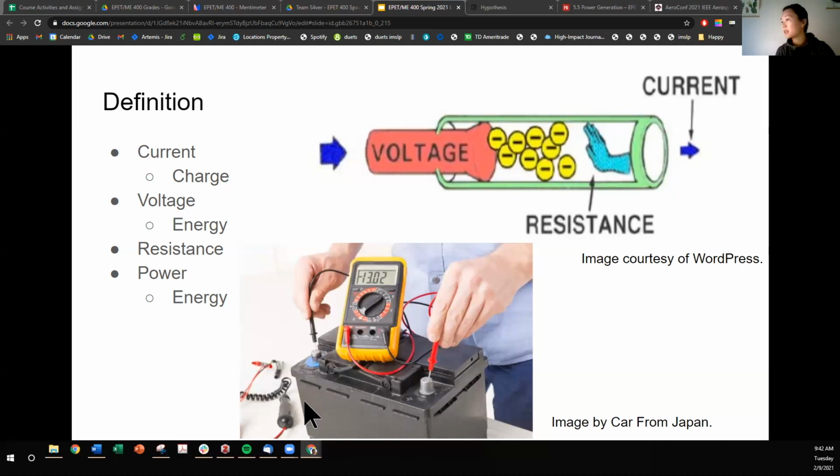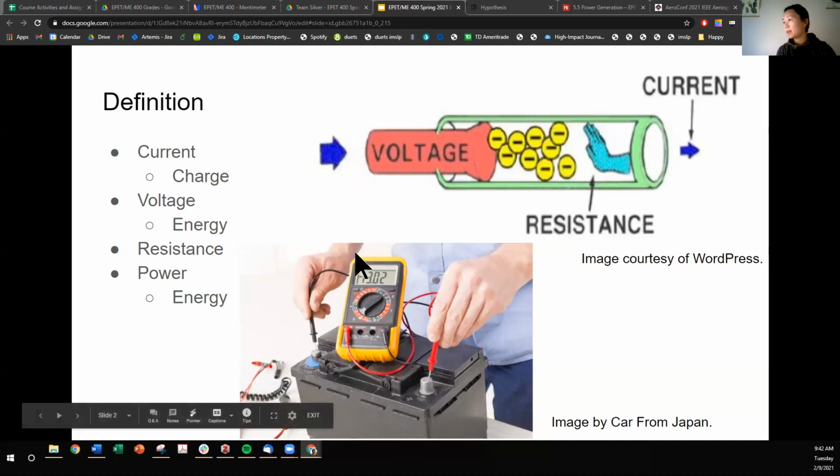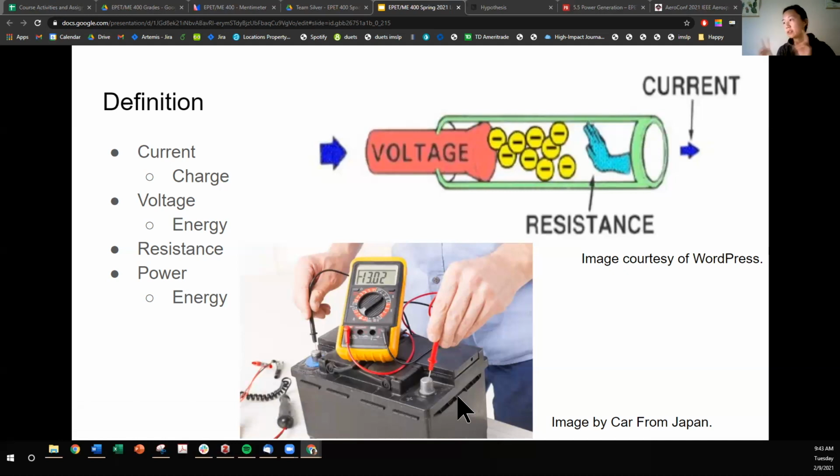Let's see, this picture here I have is called a multimeter, or some people call it an ammeter, and it's measuring the voltage of a car battery. So that's how we measure the amount of charge in a battery. And we have algorithms that output the state of charge or the amount of charge in a battery.